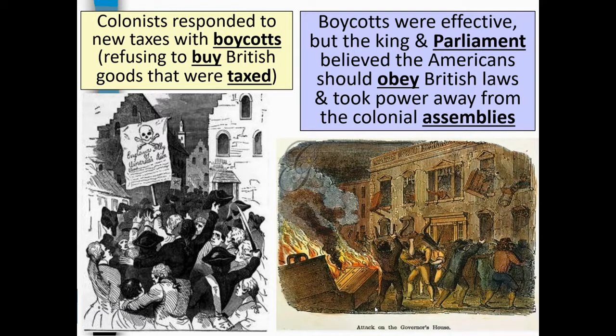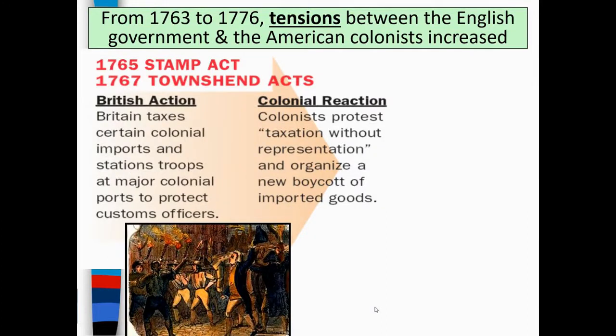Colonists responded to new taxes with boycotts, refusing to buy British goods that were taxed. Boycotts were effective, but the King and Parliament believed the Americans should obey British laws and took power away from the colonial assemblies. From 1763 to 1776, tensions between the English government and the American colonists increased.